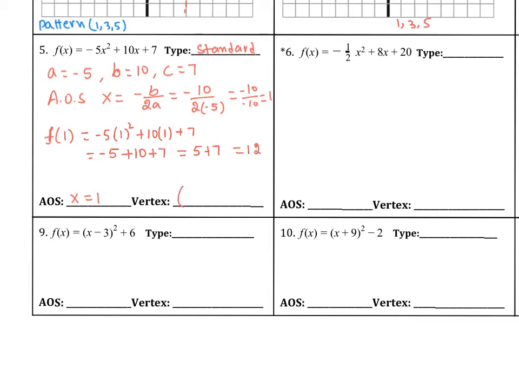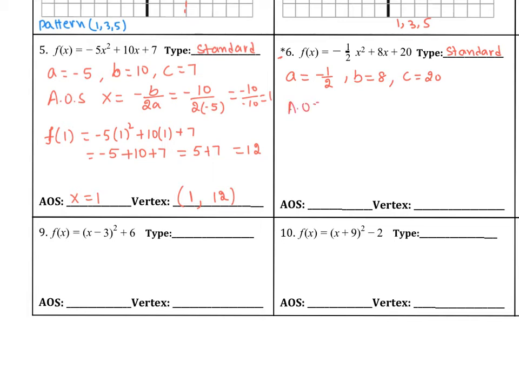So that's the y value. We already found the x value as 1, y is 12. So the vertex is 1, 12. For number 6, it is a challenge problem because the a, which is a fraction, negative 1 over 2, b is 8, c is 20. The type is standard form because it's written in the form of f(x) equals ax squared plus bx plus c.